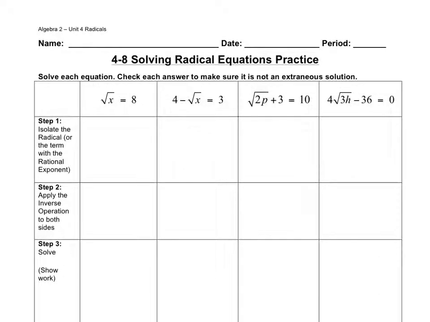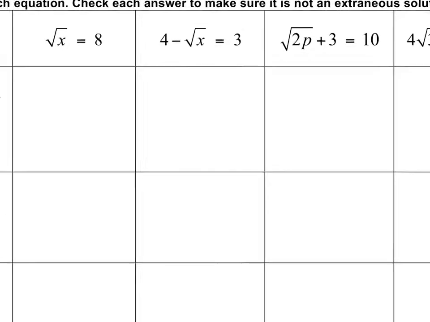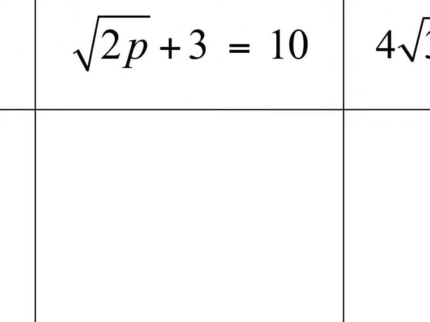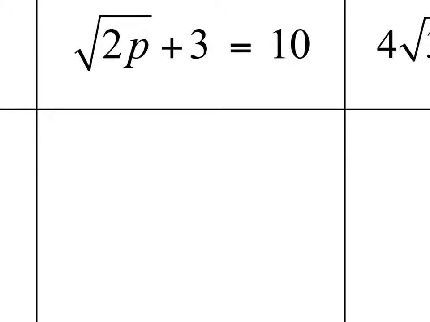Today we'll be working on lesson 4.8, solving radical equations, and we're going to start with this problem. Square root of 2p plus 3 equals 10. So remember, whenever we're trying to solve a radical equation, you have to isolate the radical. As you can see, there's a plus 3 over here. You need to move it to the other side, so you have to subtract it from both sides. So you end up getting square root of 2p equals 7.